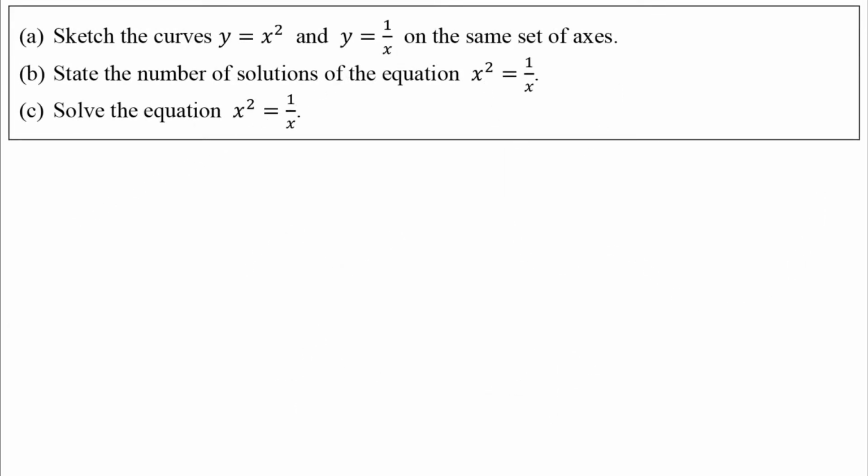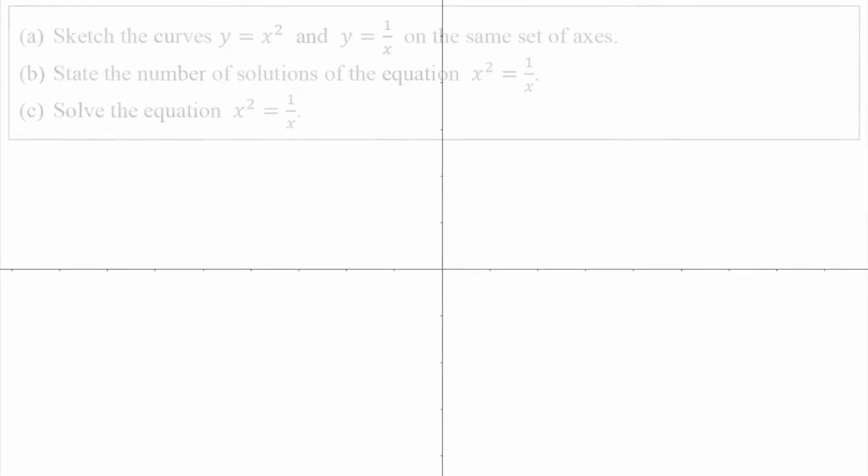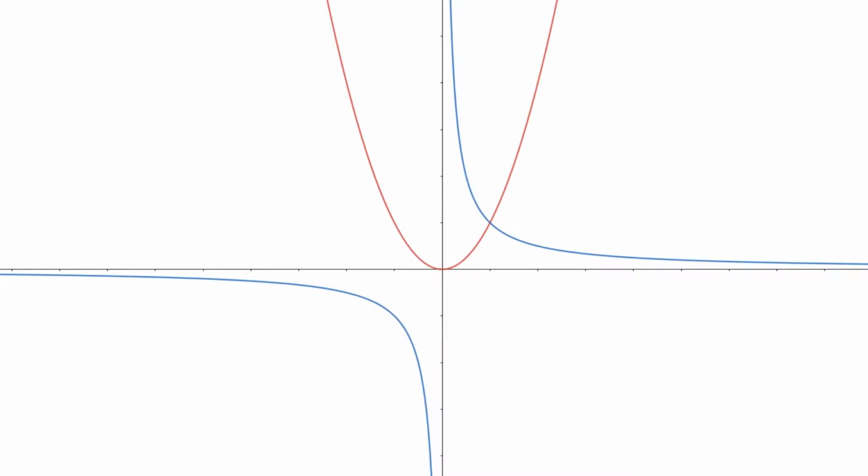Here's a straightforward example which will explain what we have to do. In the first part we're asked to sketch the curves y equals x squared and y equals 1 over x on the same set of axes. Both of these are curves that we understand well. The graph of y equals x squared looks like this, and the graph of y equals 1 over x looks like this. It has asymptotes of both the x and y axes.